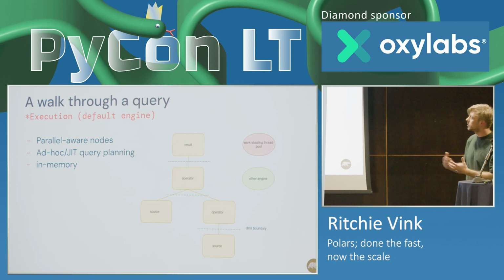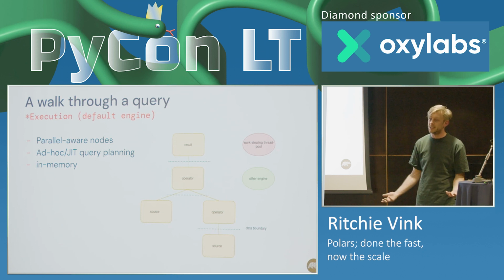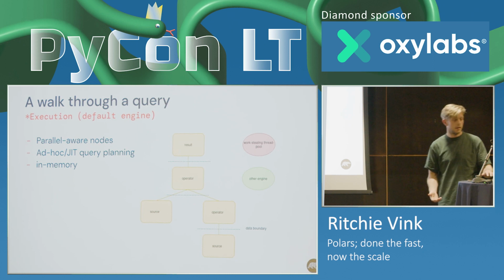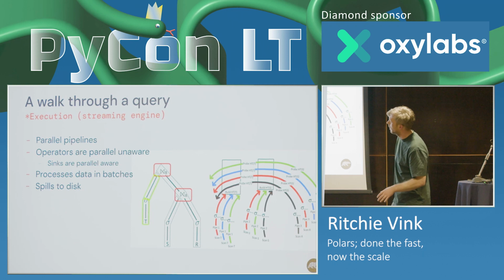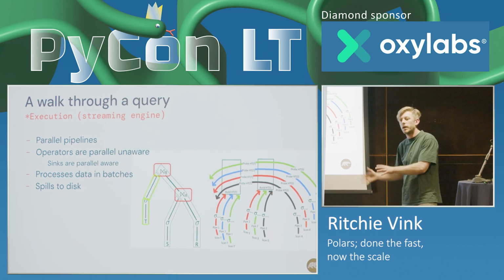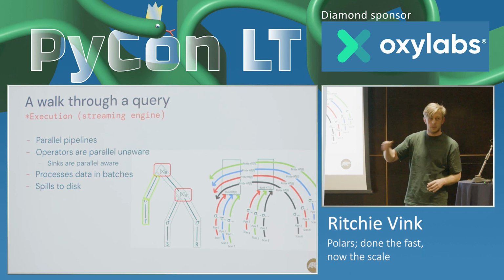But the downside also is it's in memory. If it doesn't fit into memory, then it doesn't fit. So we have a second engine as well, and this is our streaming engine, and we call it the streaming engine because we stream the data from disk in batches.